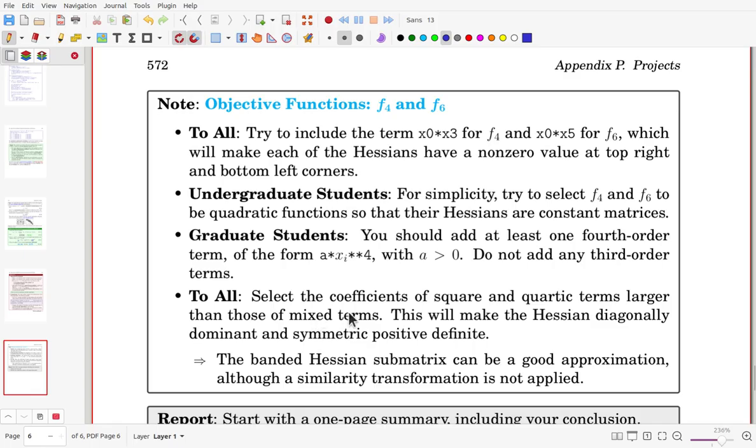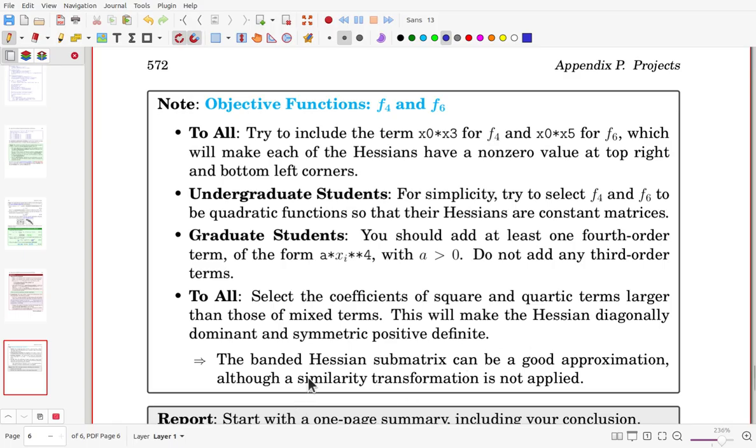The coefficients of these terms should be large. That will make the Hessian matrix diagonally dominant and also symmetric positive definite. Without this, your problem may have no local minimum. Then you have a big problem. So be careful when you set the coefficients.